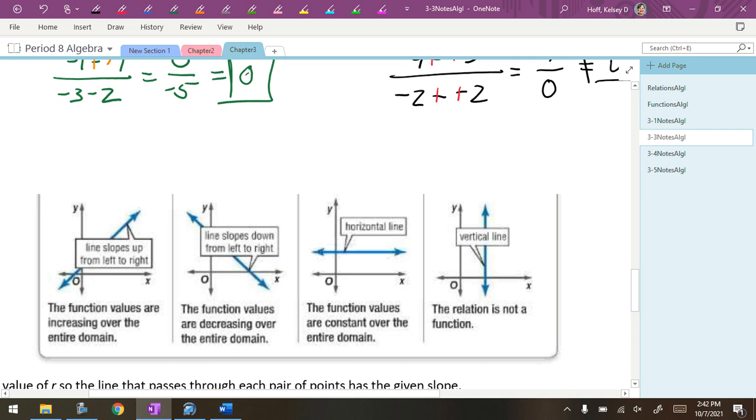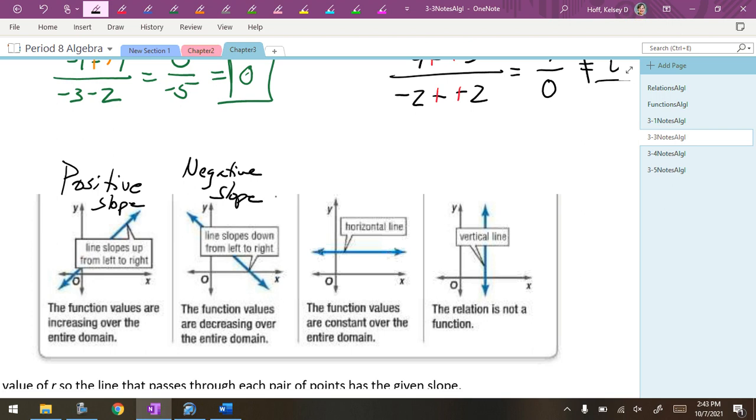Okay, so here's a graphic for you, and I know yours maybe didn't run off quite as well. If your function values are increasing, the line slopes up left to right. If you have a positive slope, when you look from the left side to the right side, that line should be climbing. On the next one, if your line slopes down, guess what type of slope you have? Negative. And you always read a graph, just like you read a book, from the left to the right.